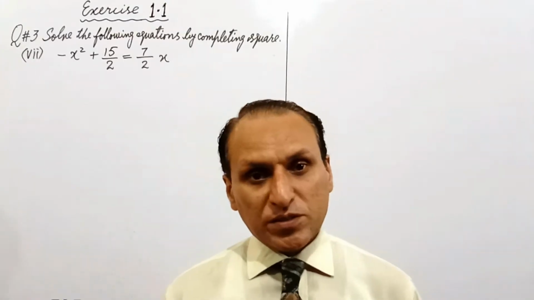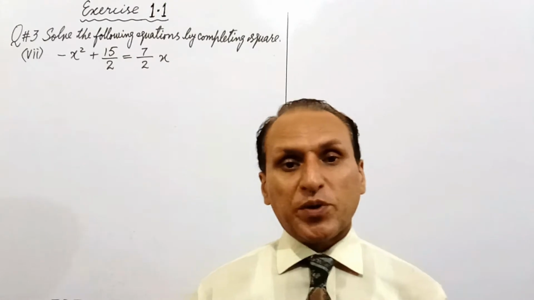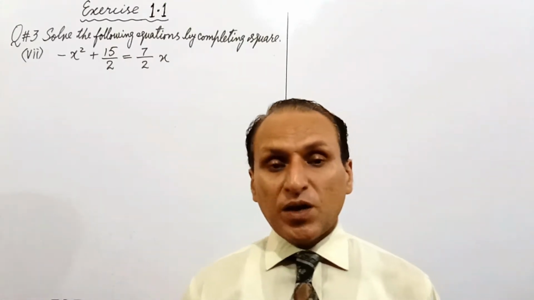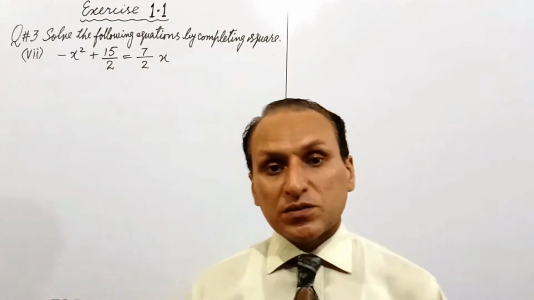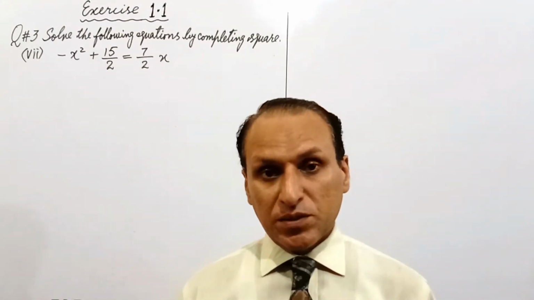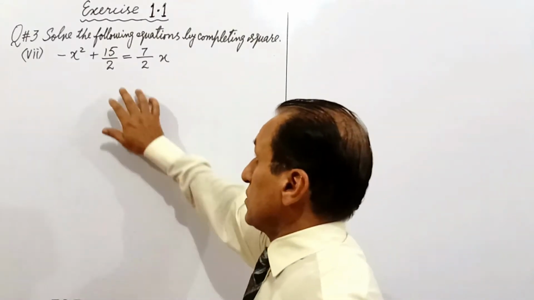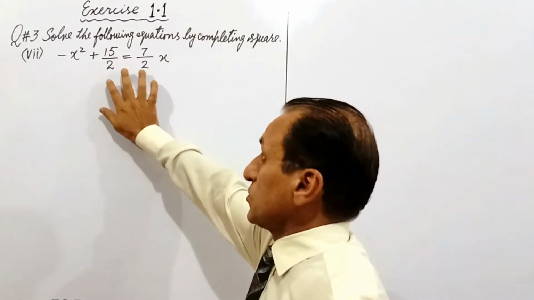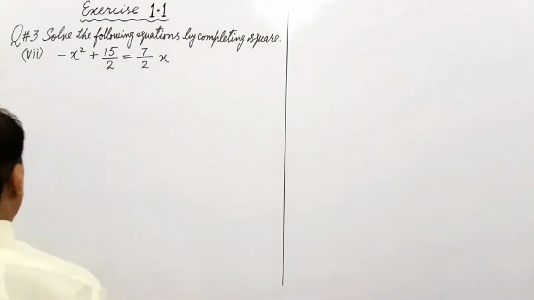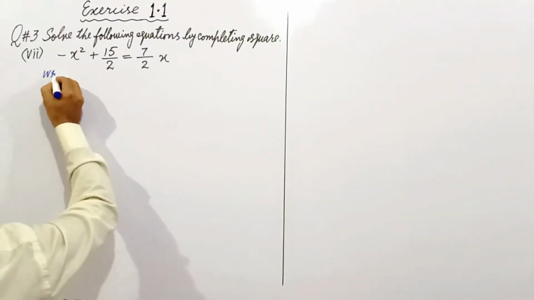Assalamu alaikum students. We continue exercise 1.1 question number 3 with part 7, in which we are required to find out the solution of the given quadratic equation by completing square method. As an equation is given to us which is not in standard form, so first of all we have to write in standard form.